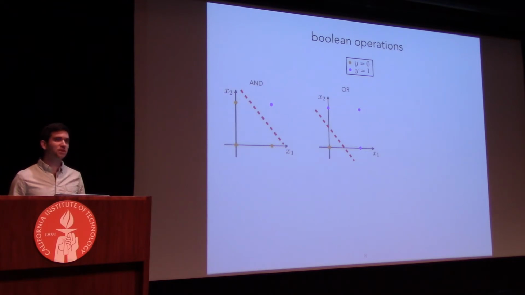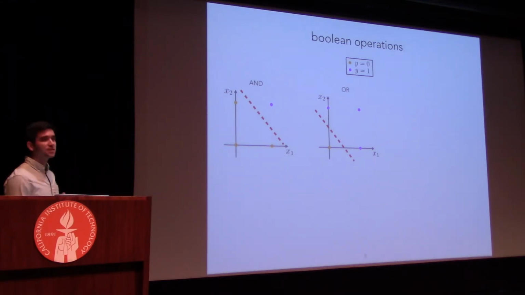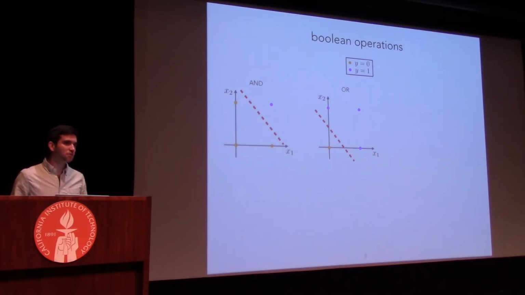Another elementary operation is the OR gate, in which case, unless both of them are no, I'm always going to say yes. And you can see that I can separate both of these sets of points with linear decision boundaries. These are linearly separable.